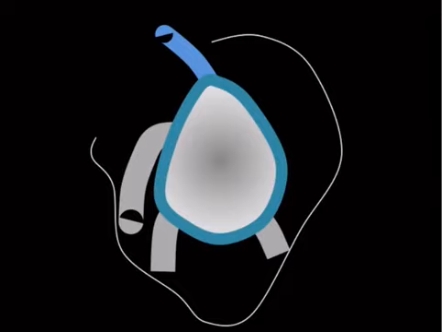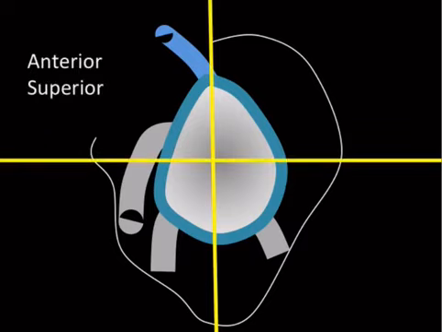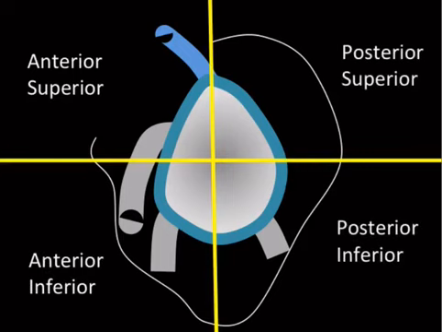So let's take a look at the labrum here. This is the way that I like to look at it. I like to draw crosshairs on it. People will describe these quadrants like this. And then in each quadrant, there's different pathology.